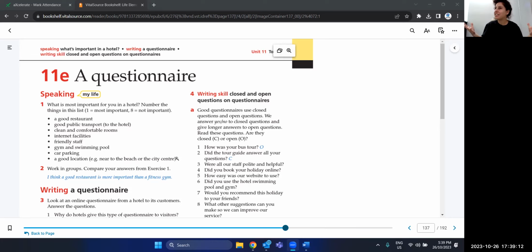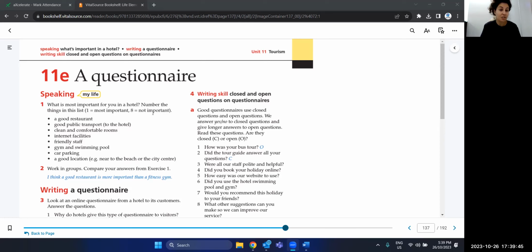So let's have a think for ourselves. We've got 8 questions or 8 points. Which one is most important to you when you go to a hotel? So put it as number 1. And then which one is less important? Number 2, less important, number 3, all the way up to number 8, which is you're not very worried about it. It's not important. So in a hotel, which is the most important for you?